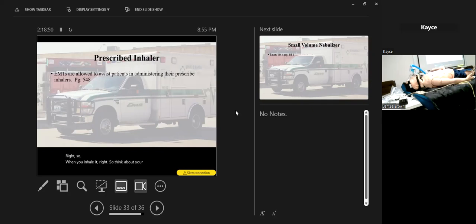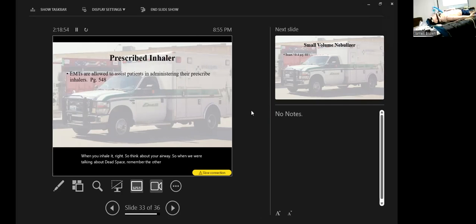When we were talking about dead space, remember the other day with Greg, where's that dead space at? It's in the bronchi, right? Bronchioles and bronchi. So it's where it needs to be. Now you're going to have some of it up in your upper airway. You're going to have some of it in your lower airway, but most of it's going to be sitting right there where it needs to be. And then it's going to start activating. And then document as needed.